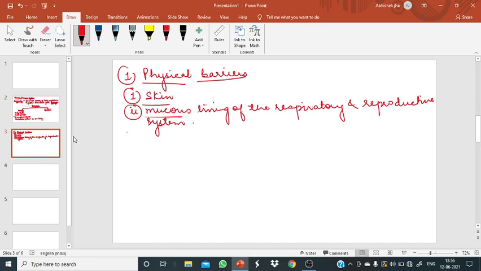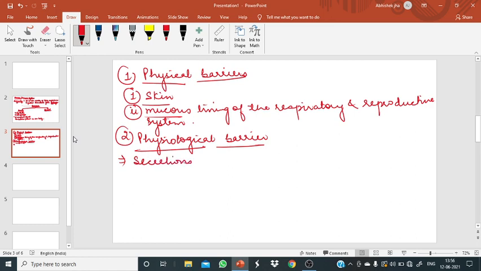Then comes the second type of barrier, that is called physiological barriers. Now, what are physiological barriers? These are the barriers which are the secretions of physical barriers.